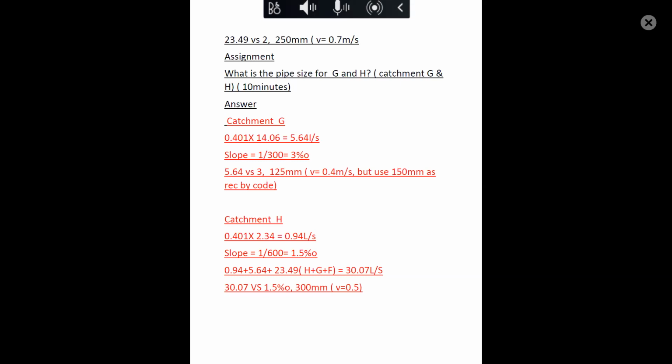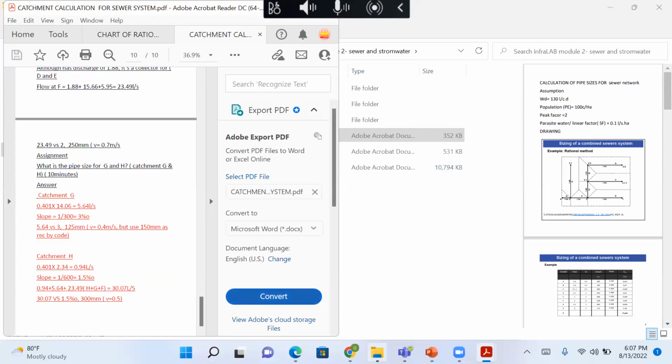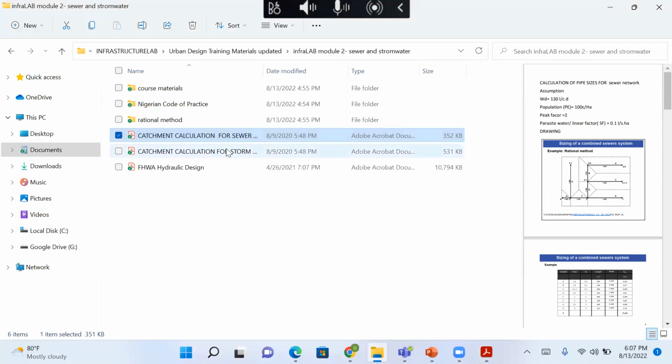After you finish, you move over to the storm and do exactly the same thing. The only difference is that when it comes to storm, you won't be getting all these 0.0 values again. Rather, you'll be getting bigger values. So if I go to storm 1, the one for storm, here.